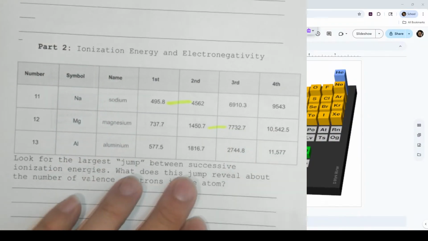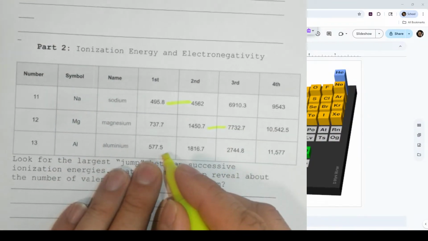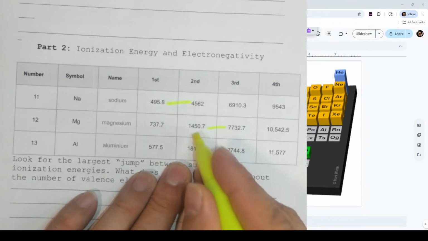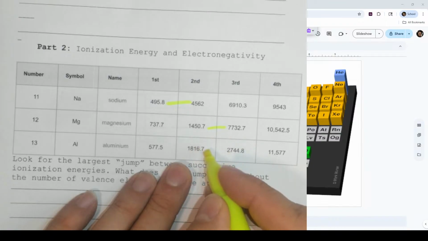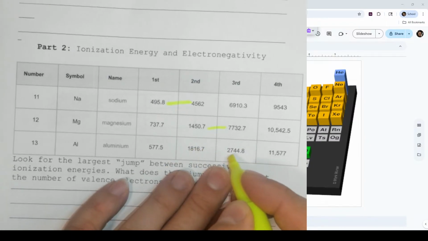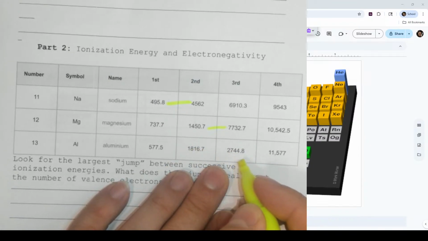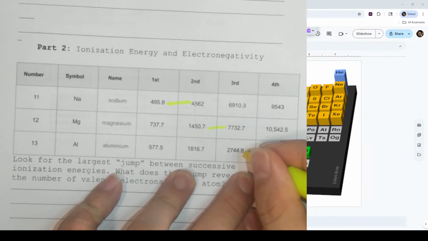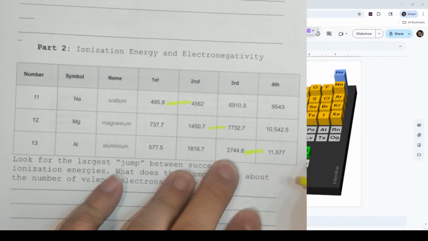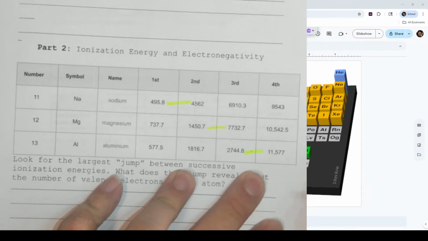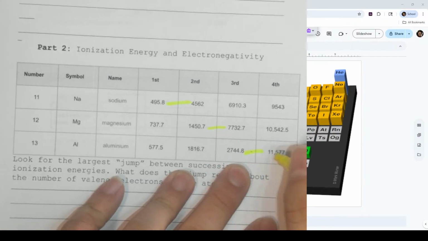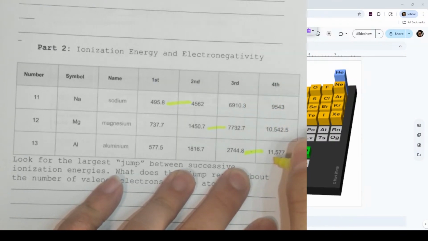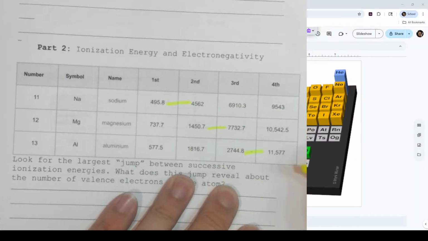So in this case, aluminum, look here. So I've got 577.5, 1800, so a little bit more than magnesium to get its second one. So that looks like a jump, but then I look at the next one, I'm like, was it a jump? It was kind of a jump, I guess. But then it should be very obvious because look at the difference between 2,700 and 11,000 kilojoules per mole of energy. So you're going to be able to look at the difference between removing 3 electrons and removing 4 electrons and say this is in group 3A.